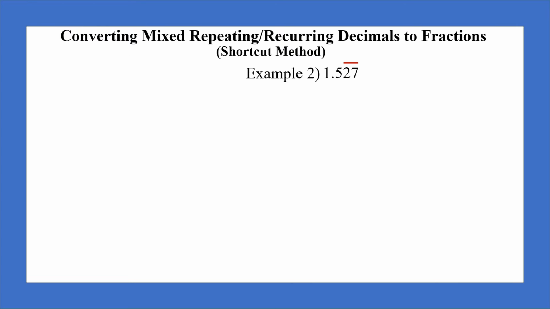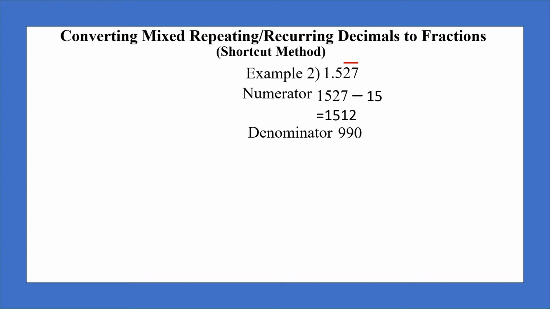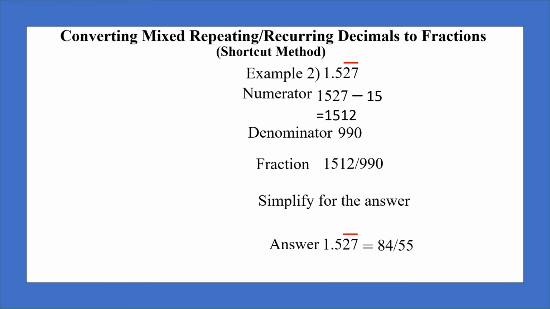Let us take one more example, 1.527 bar. The repeating part is 27 and it has 2 digits. So as before, the numerator is going to be 1527 minus the non-repeating part 15. So we have 1512 and the denominator is 990, so the fraction is 1512 upon 990. You have to simplify this for the answer, and the answer is 1.527 bar equals 84 upon 55.